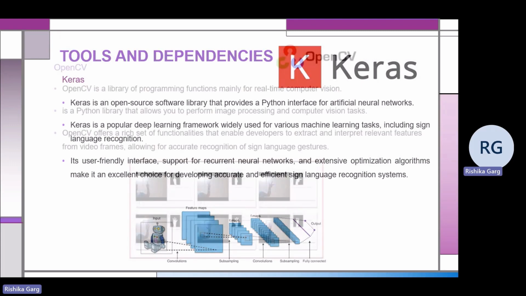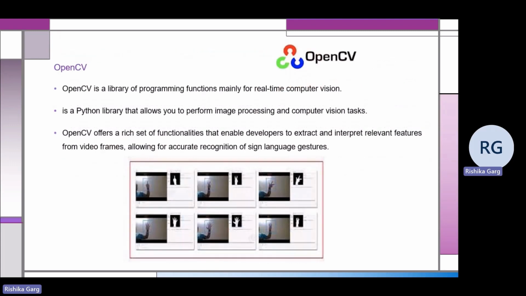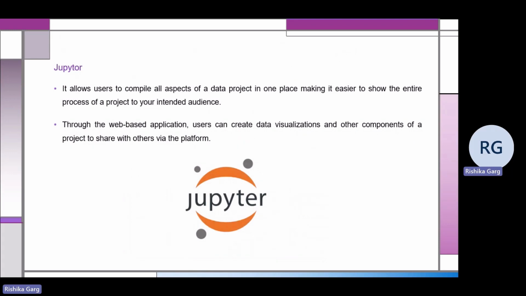OpenCV provides the vision to the computer. The signs and the gestures that we make are sensed by the camera present on a laptop. So that is processed by OpenCV. Basically, it's an image processing tool and it provides vision to our computer. Jupyter is the environment where we have built a model and trained a model.